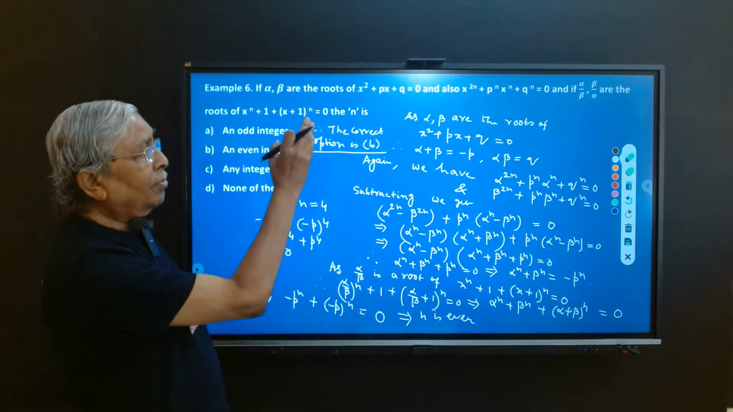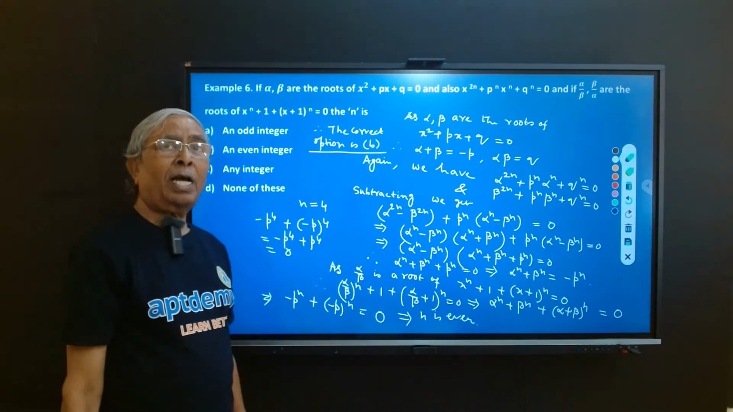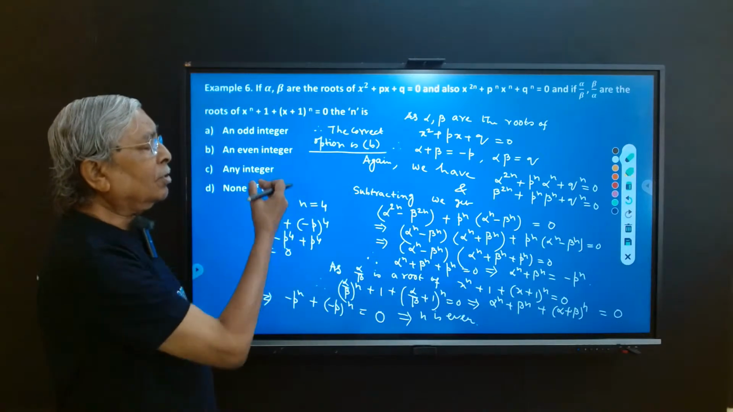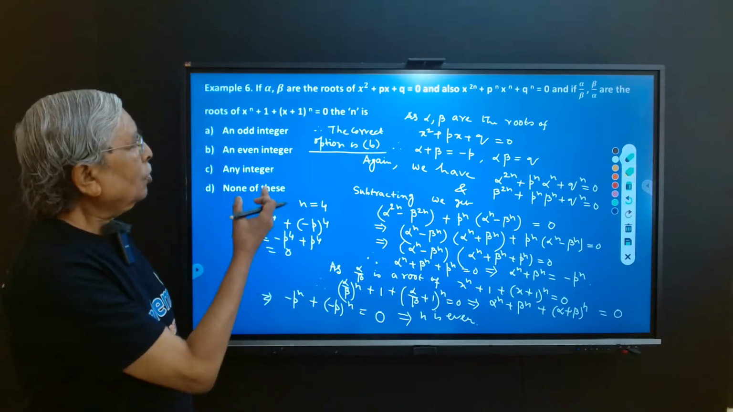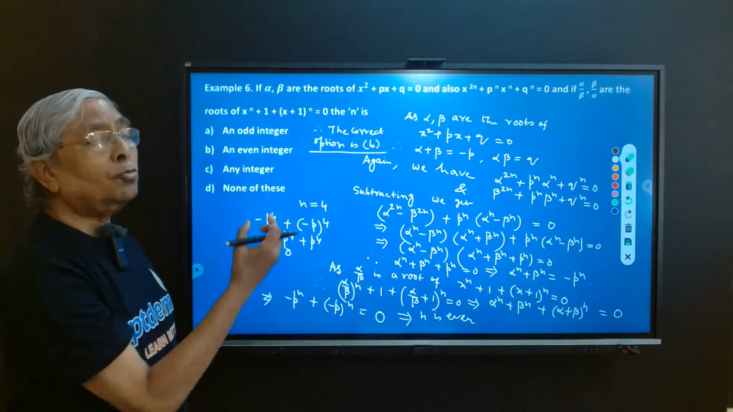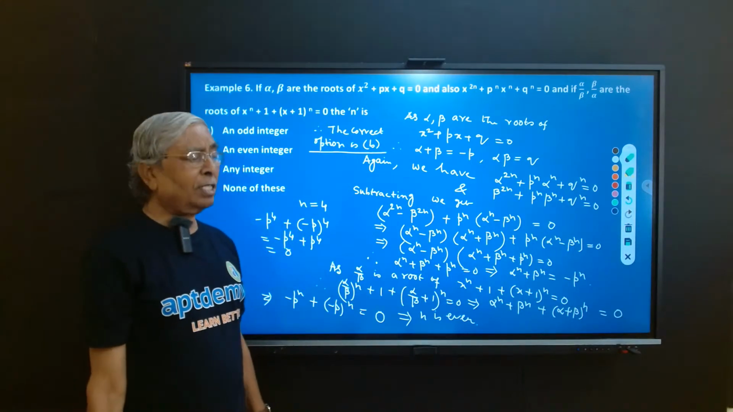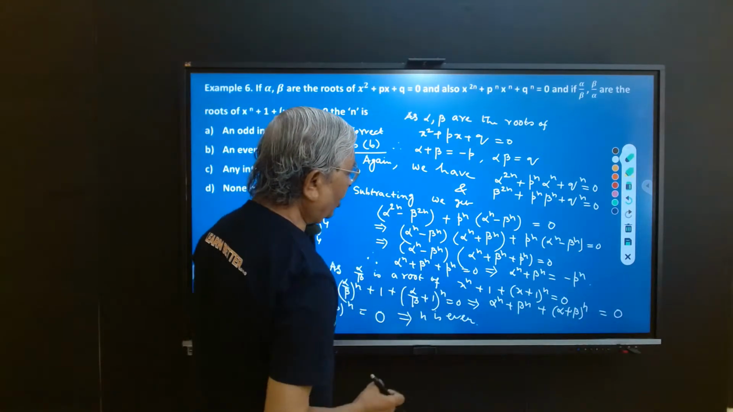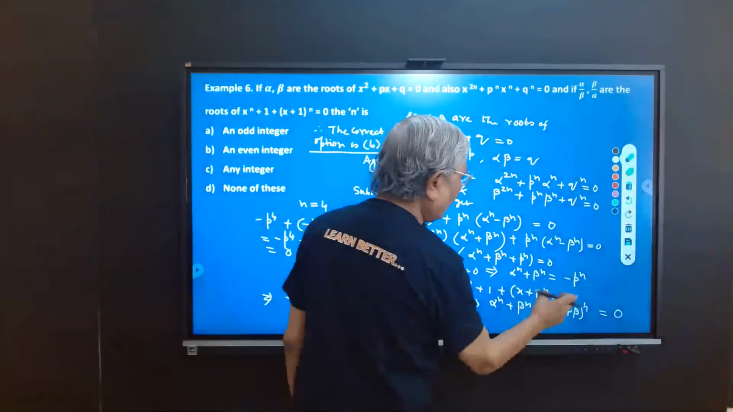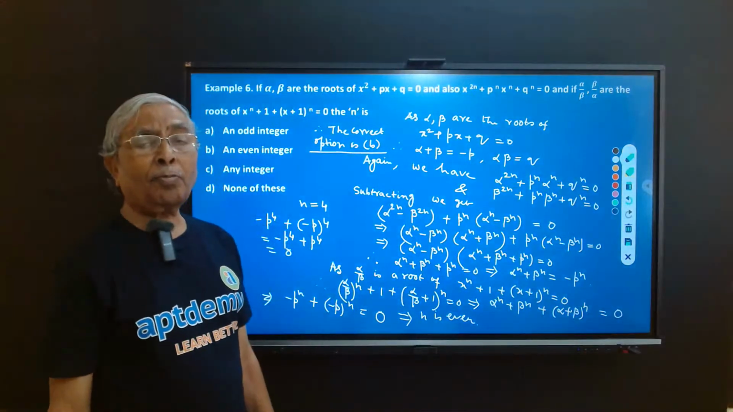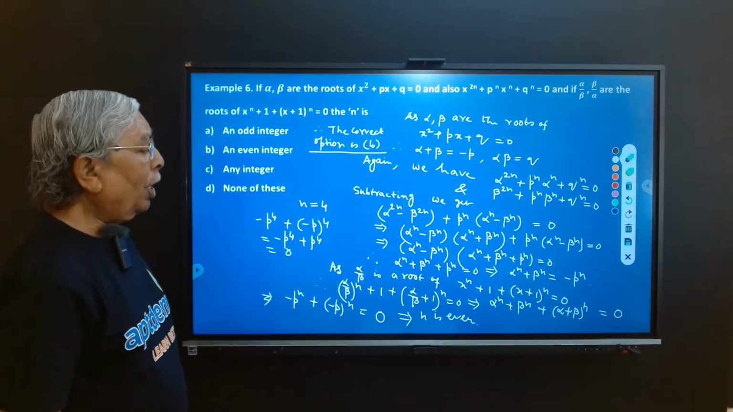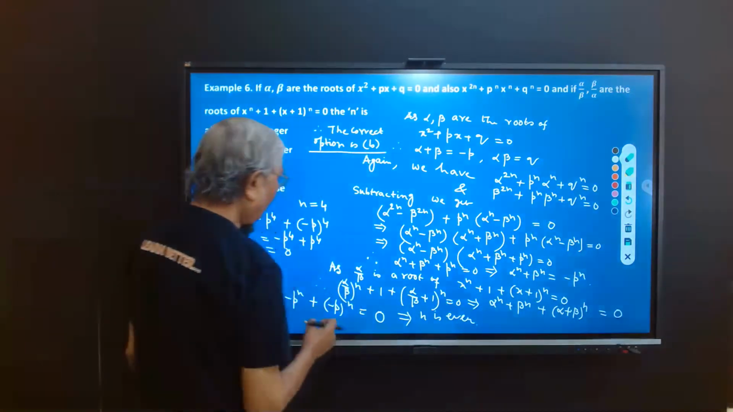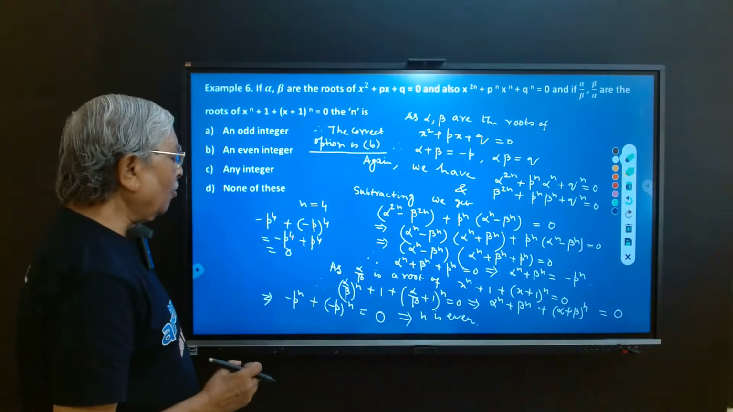Next step, you are given that alpha by beta and beta by alpha are the roots of this equation. So both the roots will satisfy this equation. I have taken the root alpha by beta. You put x as alpha by beta, and you have got the relation alpha to the power n plus beta to the power n plus alpha plus beta whole to the power n equals 0. Now put these values: minus p to the power n plus minus p whole to the power n equals 0.